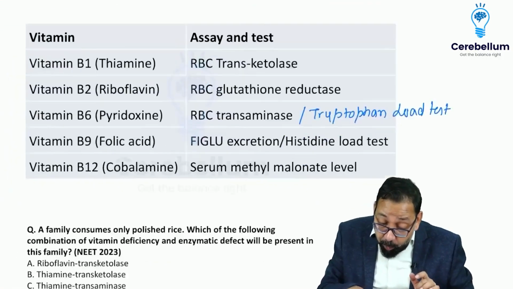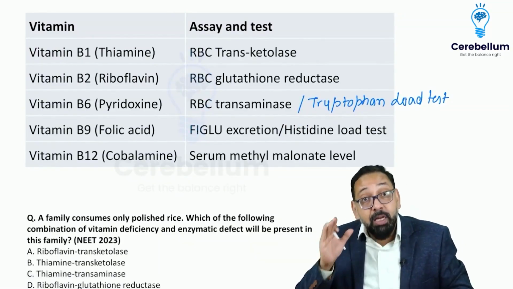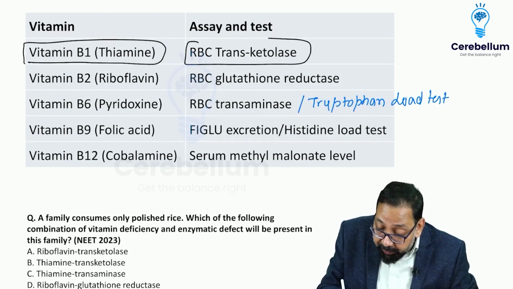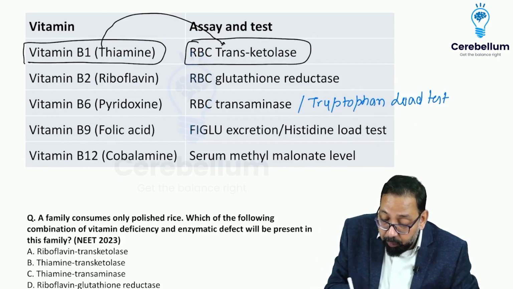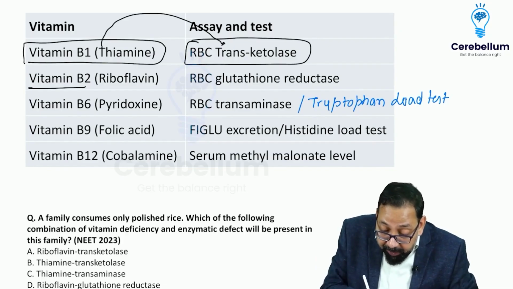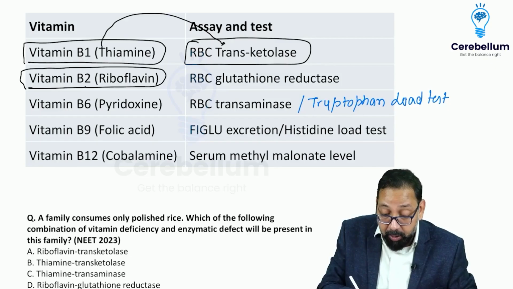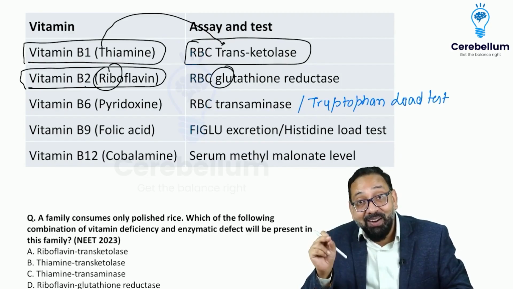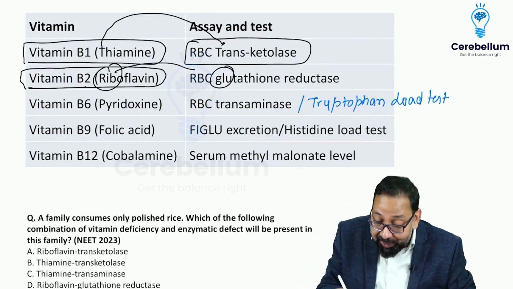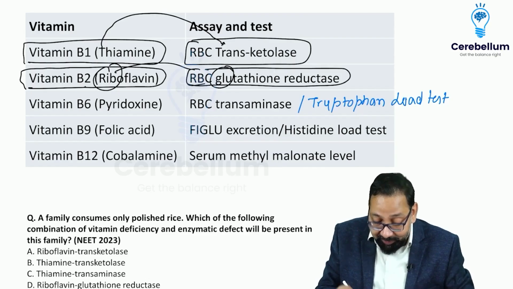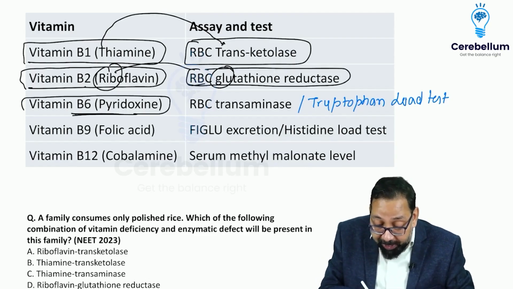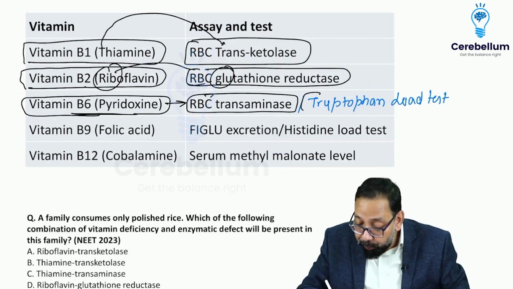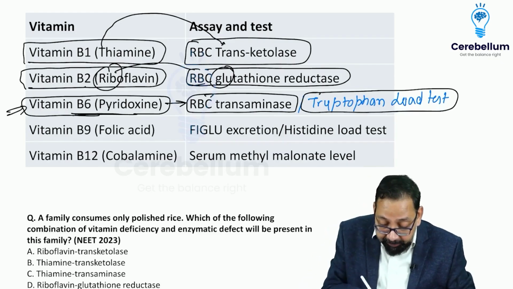There is a list of vitamins and the tests done for them. B1 deficiency, thiamine deficiency: we do RBC transketolase activity, T4 thiamine, T4 transketolase activity. Vitamin B2 deficiency, riboflavin: ribbon, glue. Yes, ribbon and glue are used in art and craft. I made this mnemonic. So for riboflavin deficiency, RBC glutathione reductase activity. For B6, pyridoxine or pyridoxal phosphate, RBC transaminase activity or tryptophan load test is done.